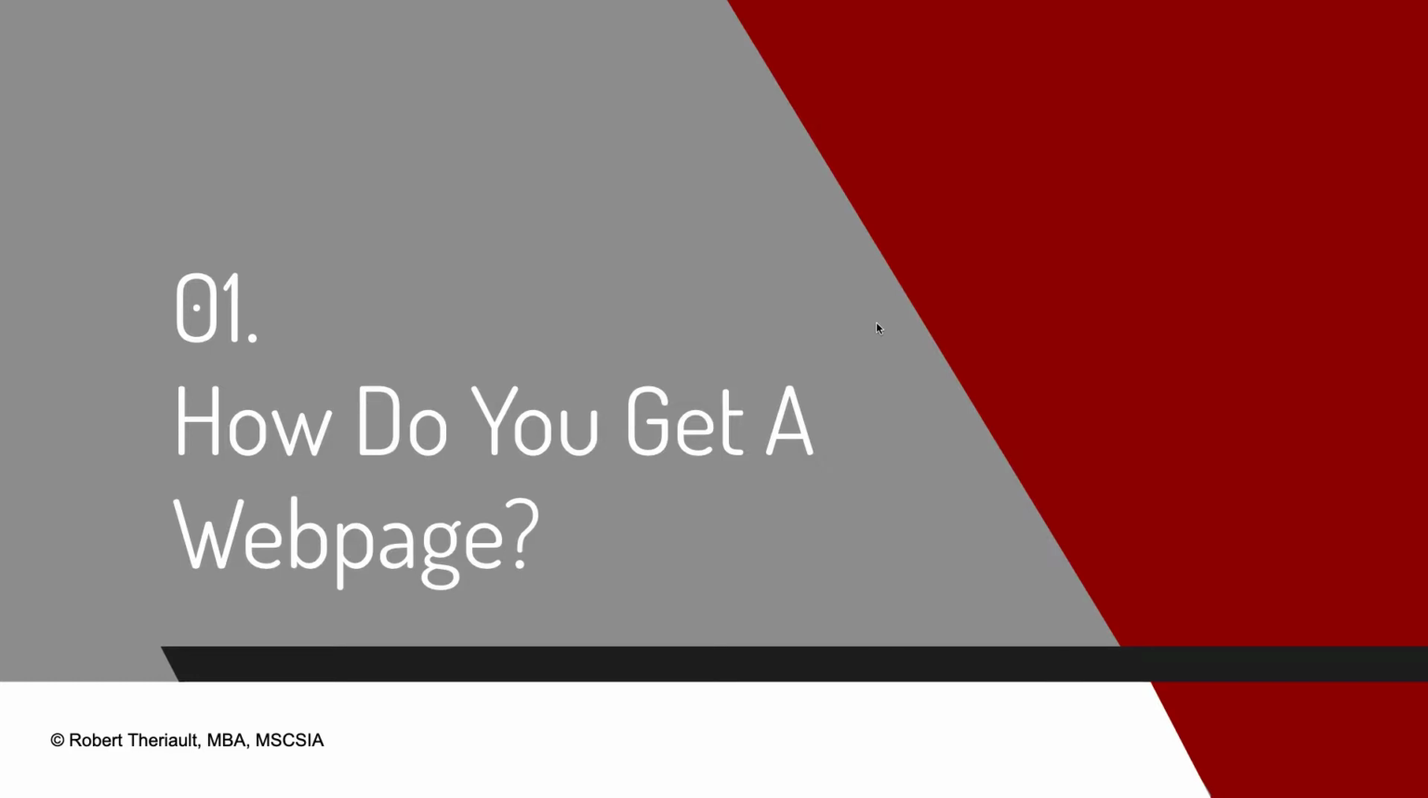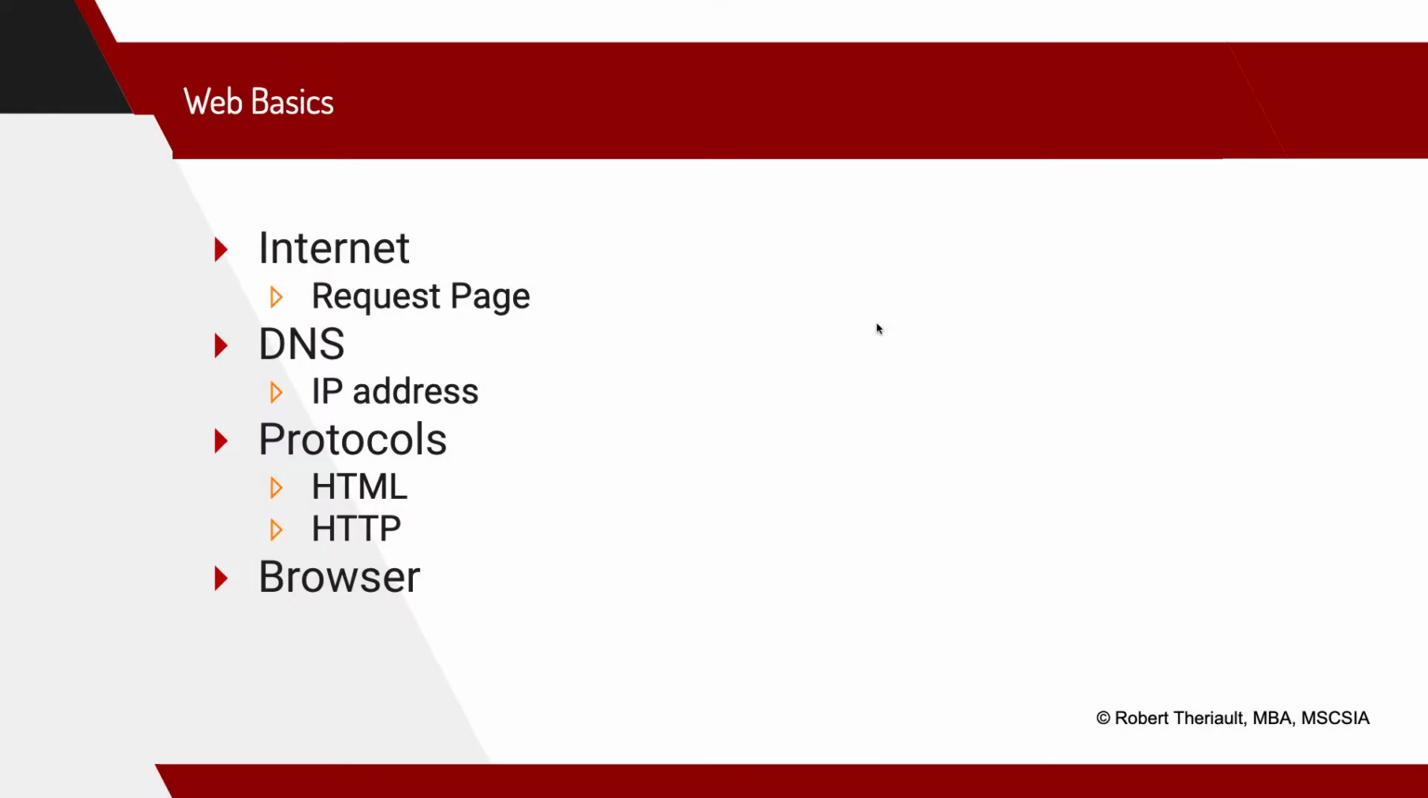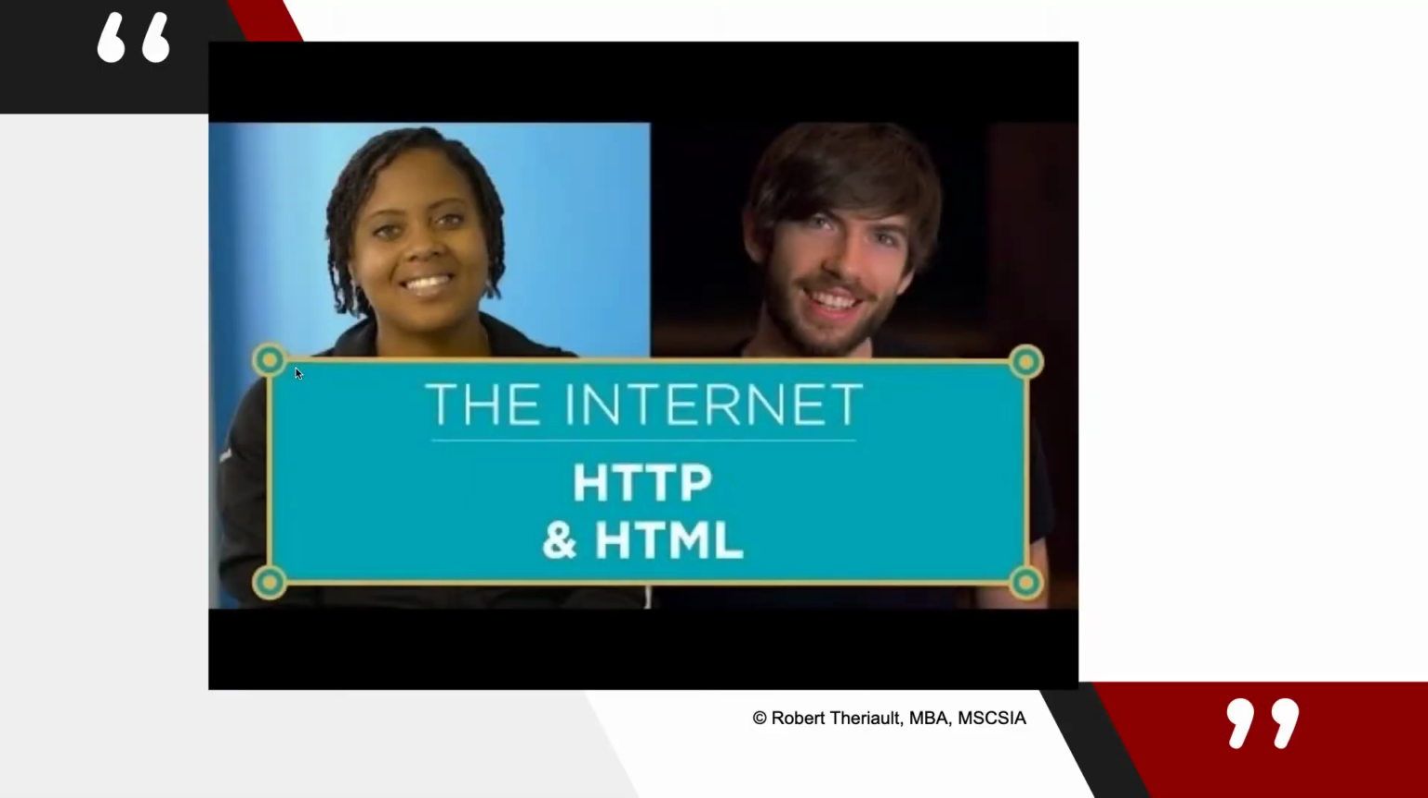So, how do you get a web page? Big things we're going to go over is, most of us know what the internet is, but what happens when you request a page? What is this thing called DNS? Because when you actually type in google.com, the internet doesn't look for google.com, it looks for something else, an IP address. And then what are these protocols I'm talking about? HTML, HTTP, what do they have to do with getting that web page to you? And finally, what is the browser's role in all of this? So with this, we're going to add a couple of videos, and then we'll summarize up.